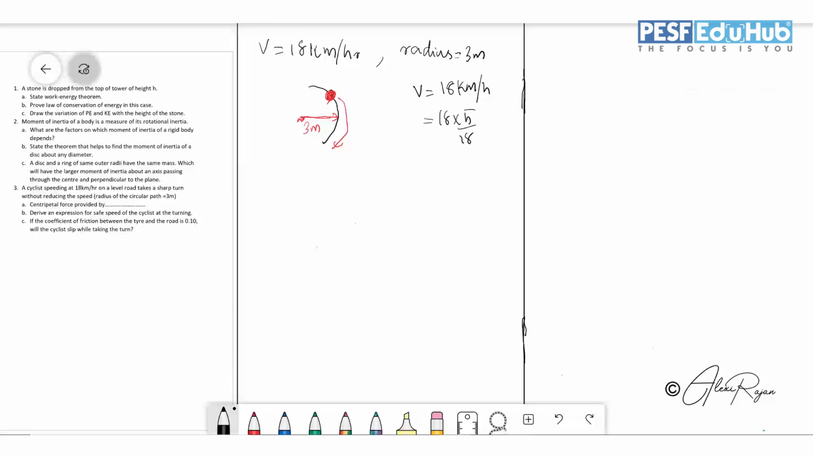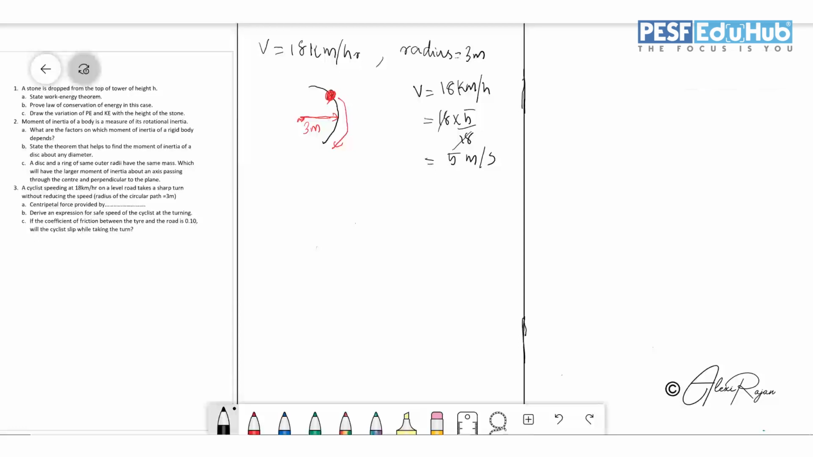You all know this thing. This will change the conversion there: 18 cancels, that is 5 meter per second. You want to change that into meters per second, and because your radius is given in meters, the velocity there is 5 meters per second.